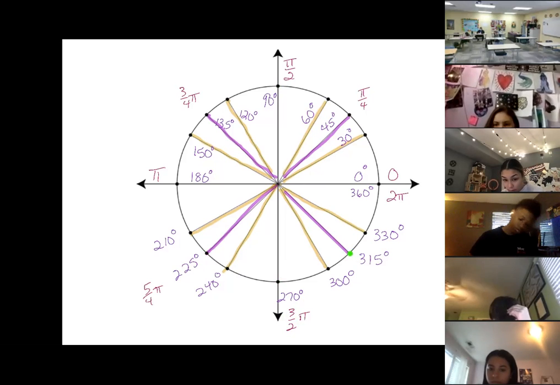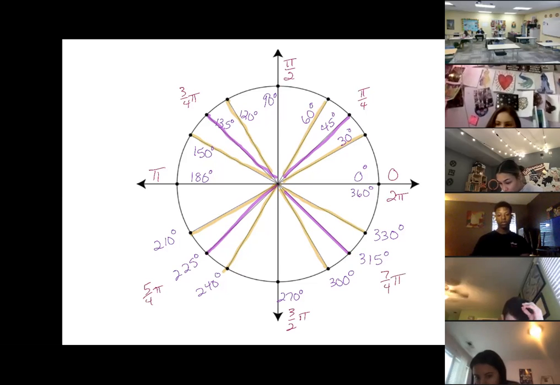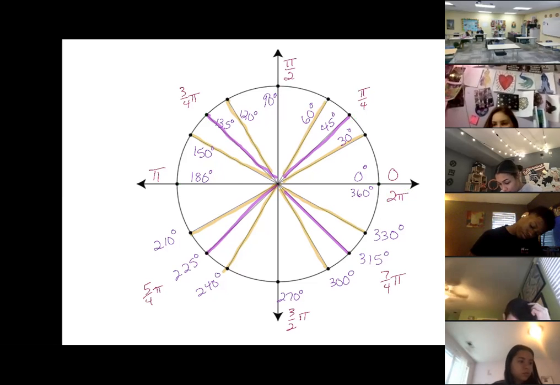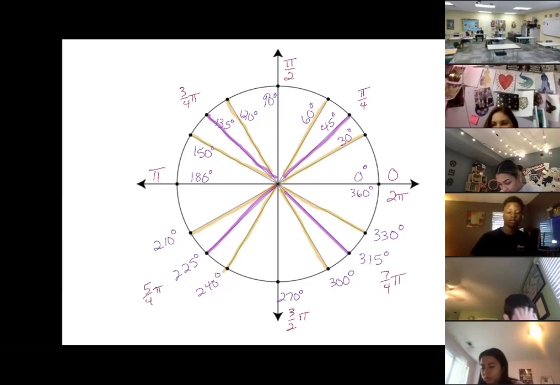Did you say the one before was 6/4? Yep. So this would be 7/4. So this would be 7/4 pi, and then 8/4, but 8/4 is 2. Okay, so does that make sense how we just counted by 1/4 pi, going around every 45 degrees?